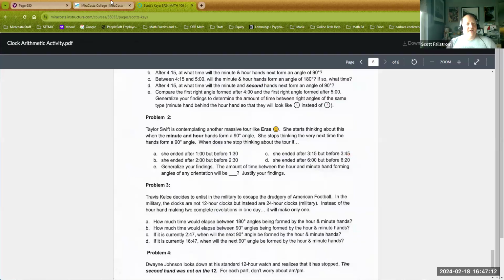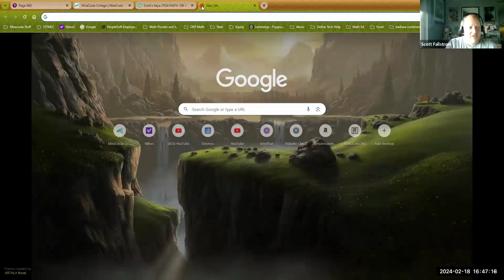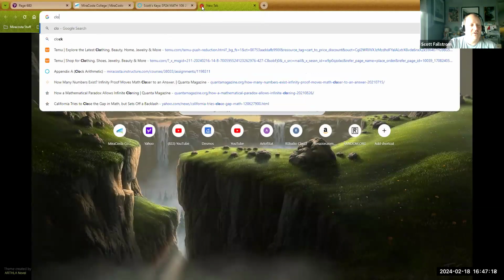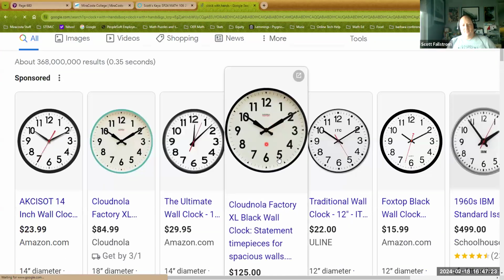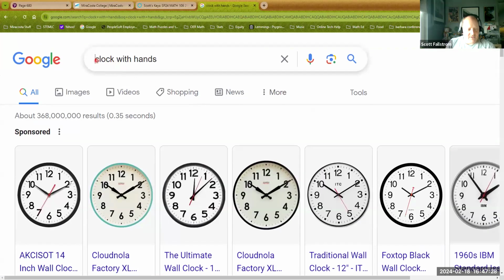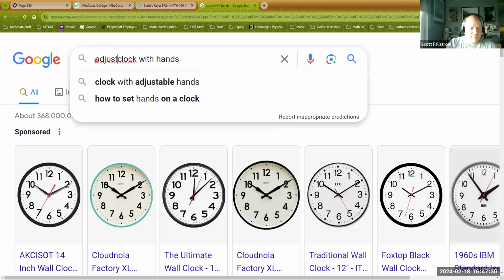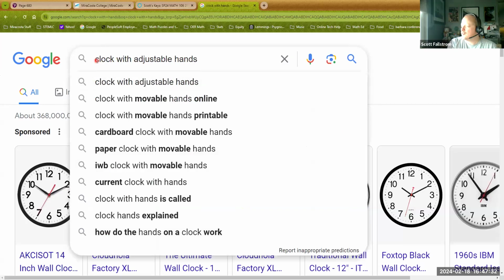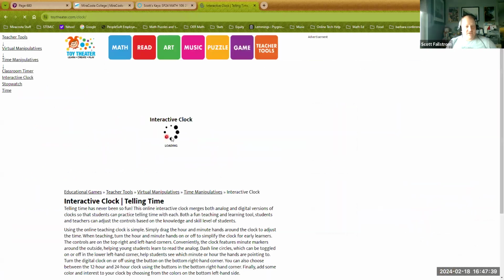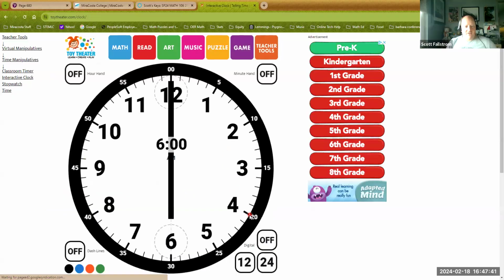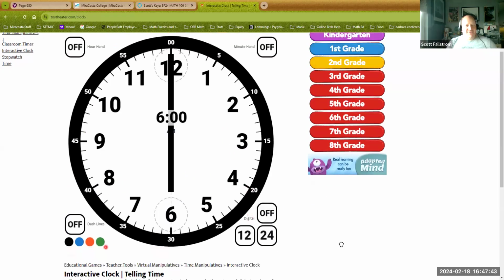So again, a lot of components that could come into it. And the reason is when you look at a clock with hands, when you look at what's happening with this clock, I wonder if there's one that I can adjust. I'm not sure. Interactive clock. Is this it? Maybe this is the interactive clock. All right, there we go.